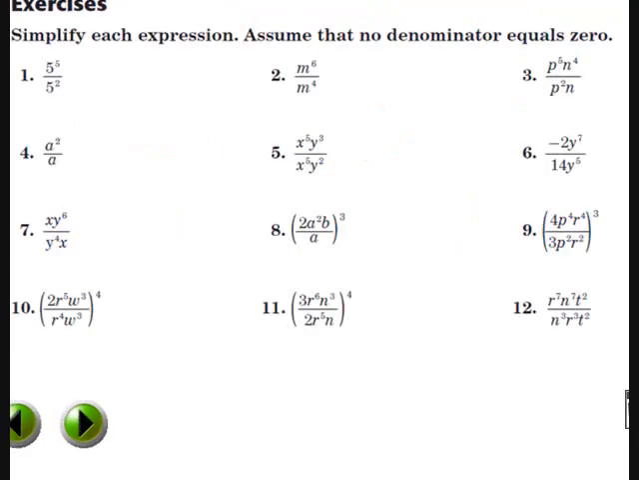Alright, I've got some problems for you to try. If you want to hit pause, I think I did 1 through 9, and the answers will pop up in just a second. So hit pause, try a couple of those, see what you think.